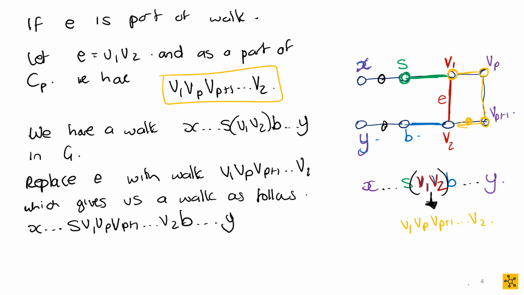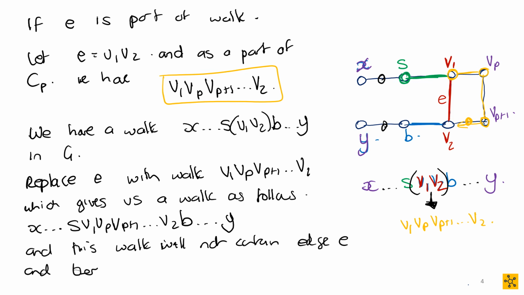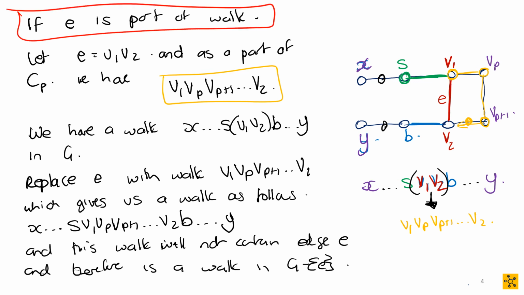So let's just finish off writing that down. And this walk will not contain edge E, and therefore is a walk in G minus E. Okay, so to recap, we say, okay, what if E is a part of the walk? So we start off there. That says part, just by the way, it's an A and an R.